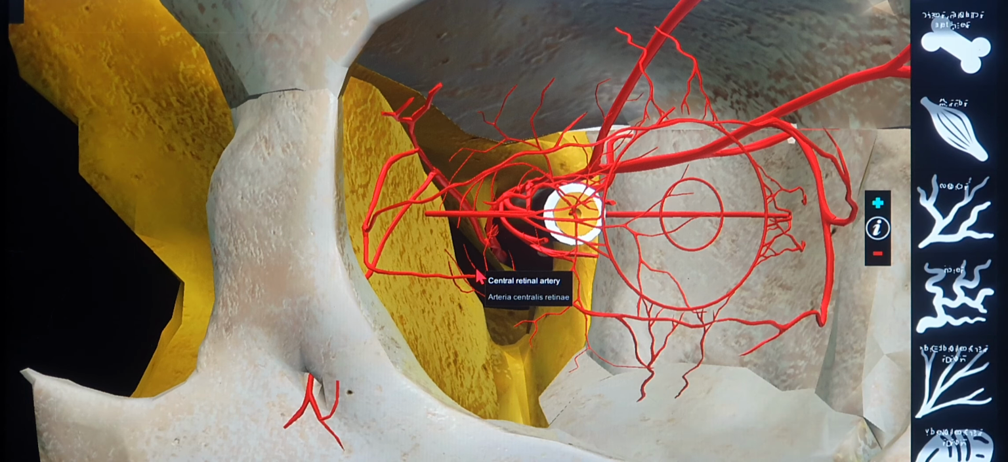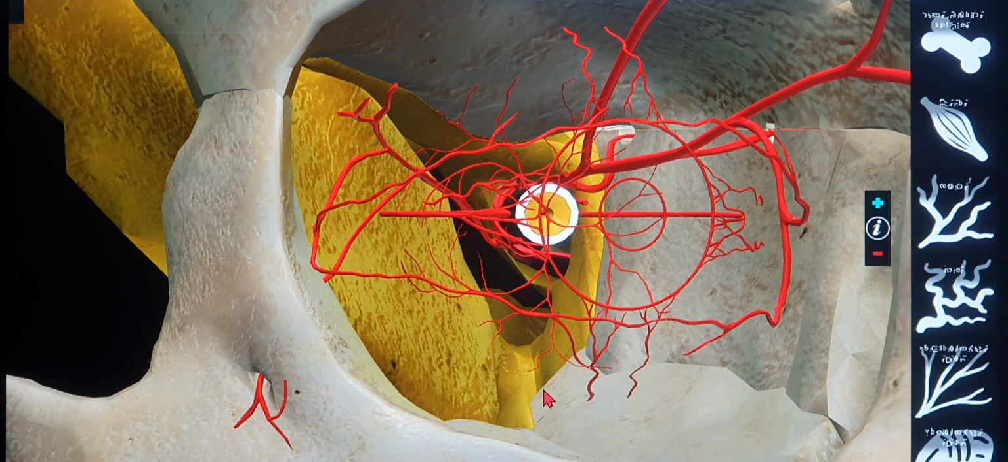So this is a branch. You can see the same branch over here, the zygomatic branch of the lacrimal artery. That's the zygomaticofacial branch of the lacrimal artery coming out of this foramen. So this is how you should study the ophthalmic artery relationship with the optic nerve.